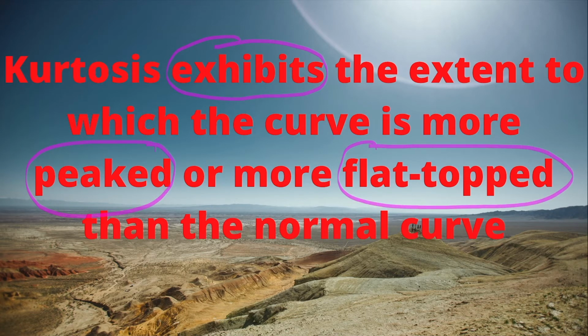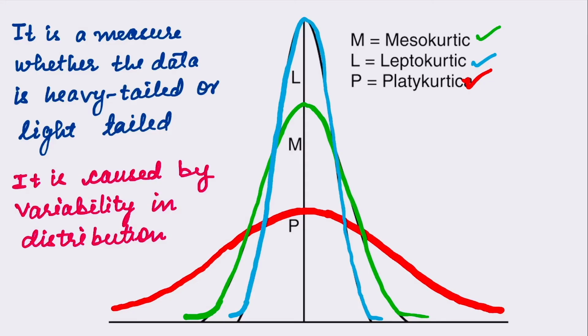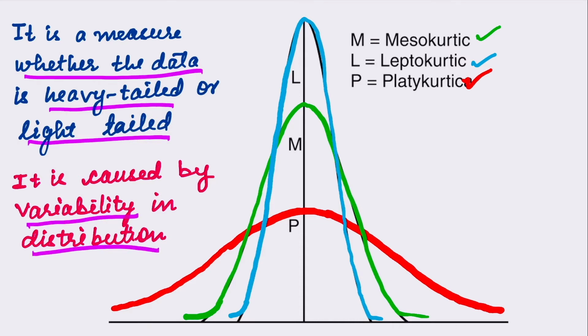Here I am using the word exhibits because there's a lot of controversy about what kurtosis is basically a measure of. I'm telling you that kurtosis exhibits the extent to which the curve is peaked or flat topped. So what does it measure? It measures whether the data is heavy tailed or light tailed. And why is it caused? It is caused by the variability in the distribution.